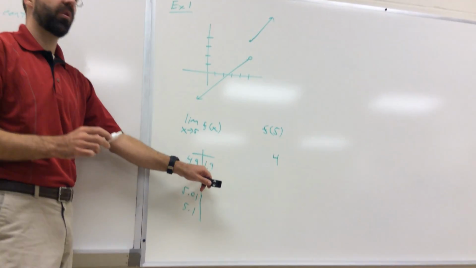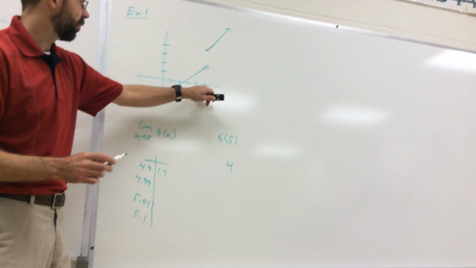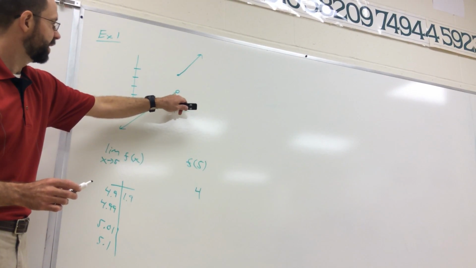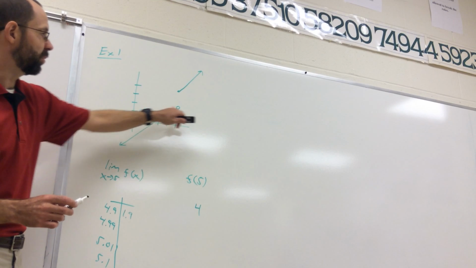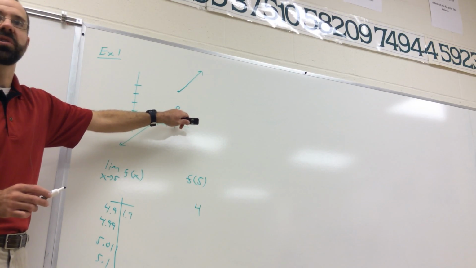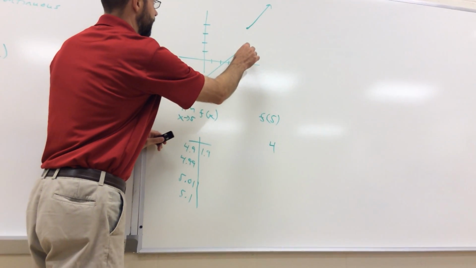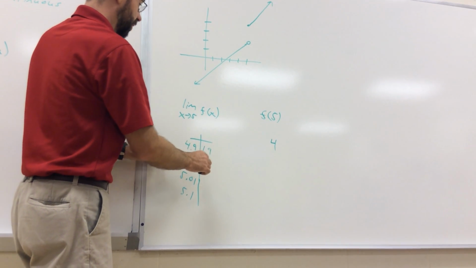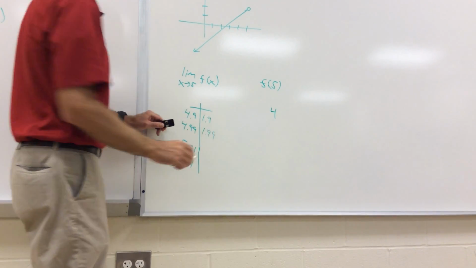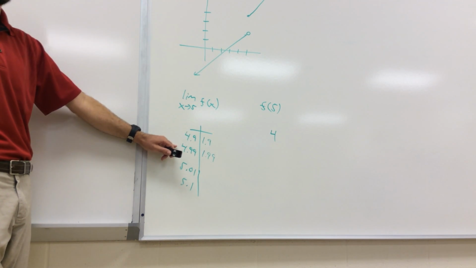Finding that y value is not an exact science. I'm just going over 4.9 and I'm saying, okay, well that's not quite up at 2, because the open circle's at 2, right? So it's just a little bit below 2, that dot. Okay, and then 4.99 is not quite 2, but closer to 2, so 1.99. So that tells us that the limit from the left side is 2.